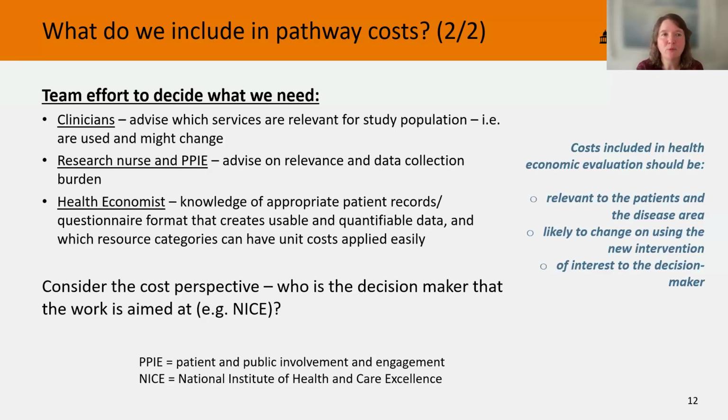So thinking a bit more about pathway costs, how do we decide what to include? So there's all sorts of options, but how do we know? Well, we have lots of conversations with people. So the health economist will ask people, you know, what happens to patients who have this disease and who get this intervention? Where do they go? Who do they see? Do they see different people in the hospital? Do they go back to the GP a lot? Do they see the nurse? Do they get district nurse visits?